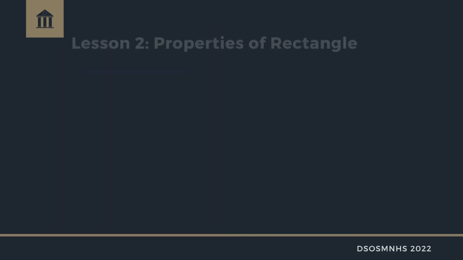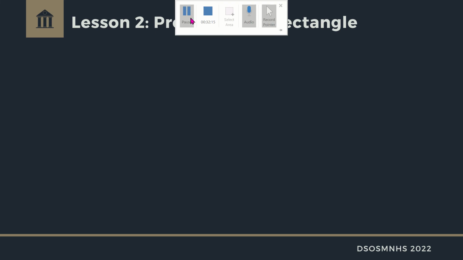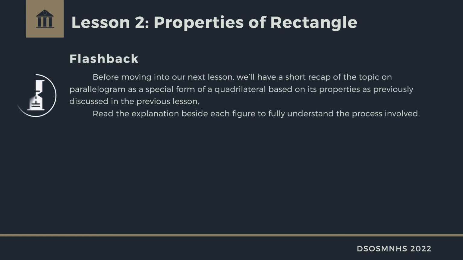Okay, moving up to our next discussion, we have lesson number 2, the properties of rectangle. Okay, our second lesson, we will have a short flashback of our lesson 1. Before moving into our next lesson, we will have a short recap of the topic on parallelogram as a special form of a quadrilateral based on its properties as previously discussed in the previous lesson.